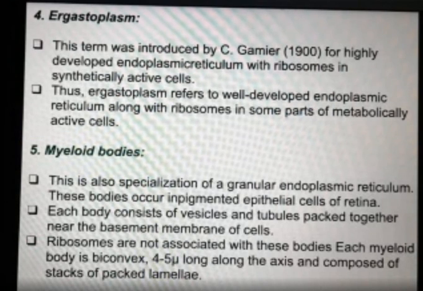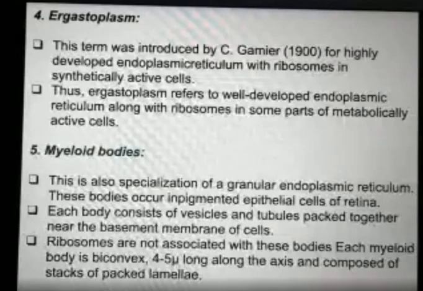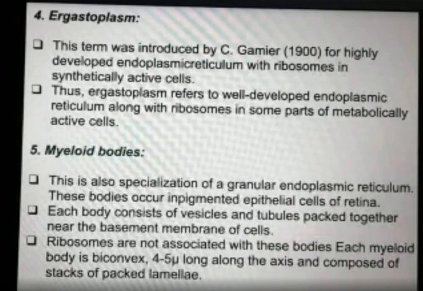Packed lamellae means what we have seen in the case of the cisternae. The lamellae were present and joined together with a particular structure.